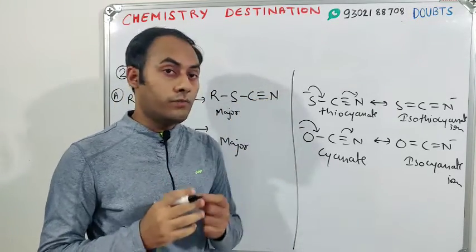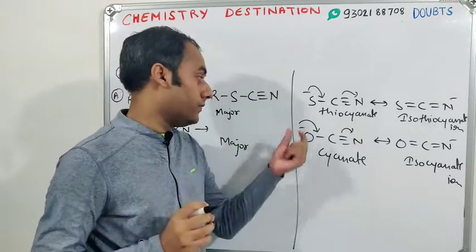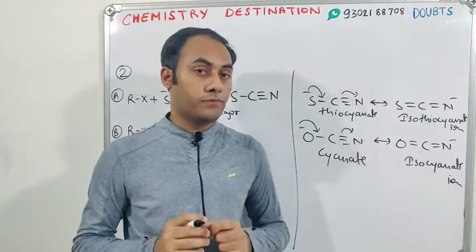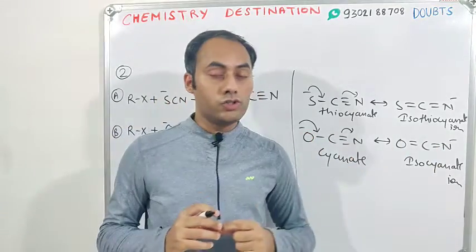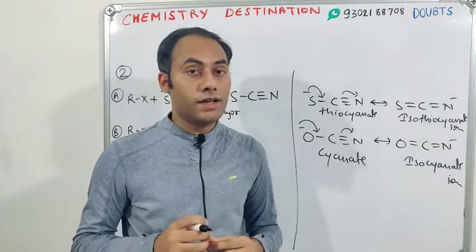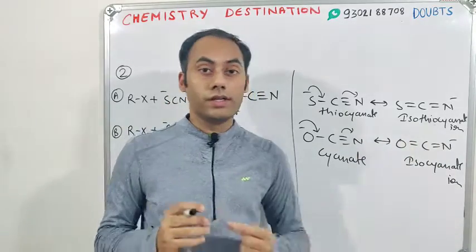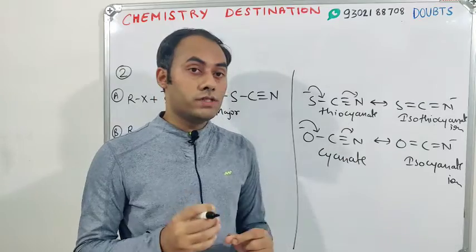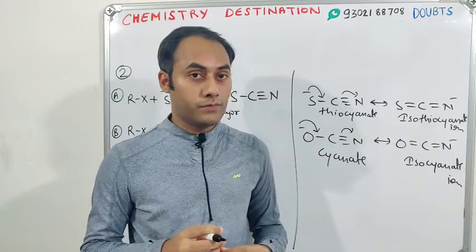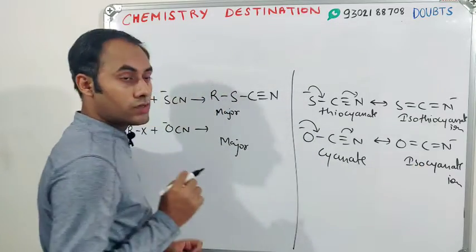Now if we compare cyanate ion and isocyanate ion, we can see the negative charge over the oxygen and the negative charge over the nitrogen atom. Among oxygen and nitrogen, the electronegativity of nitrogen is less, so the negative charge can be donated from nitrogen easily. So the nucleophilic nature will be more for isocyanate ion.